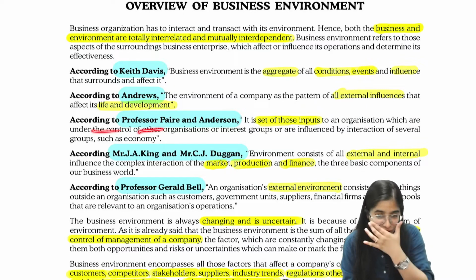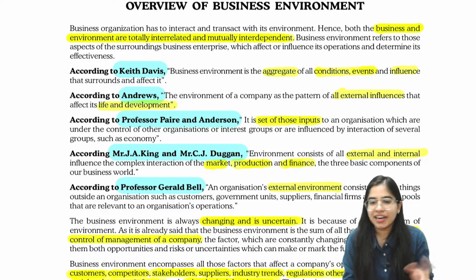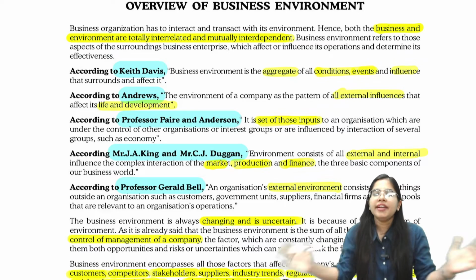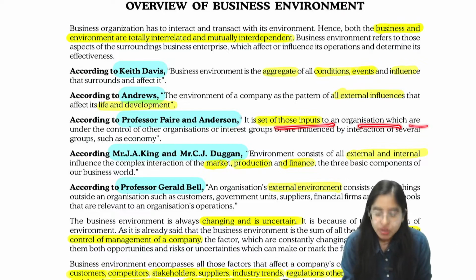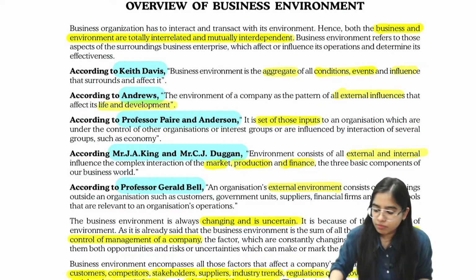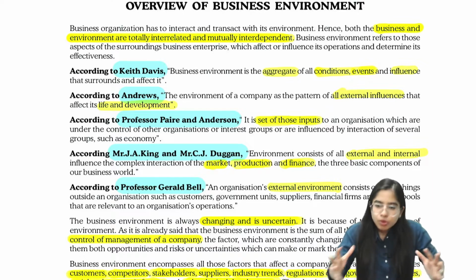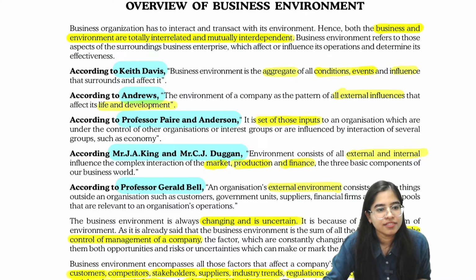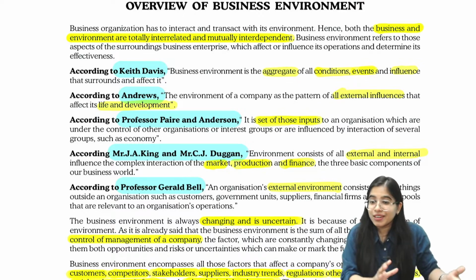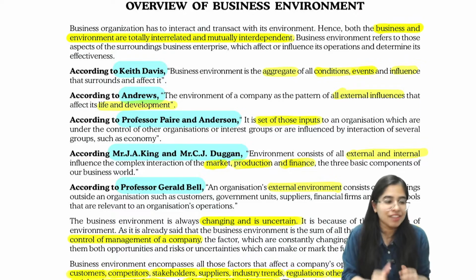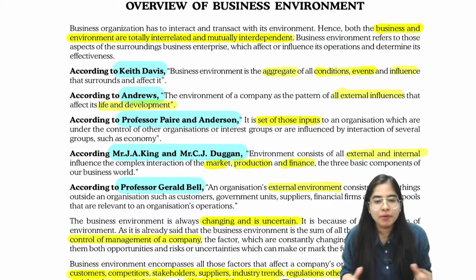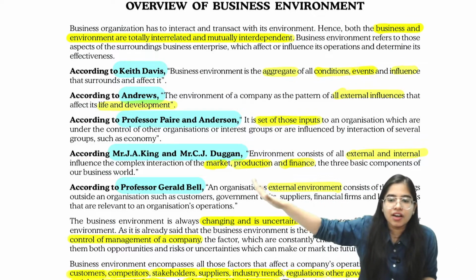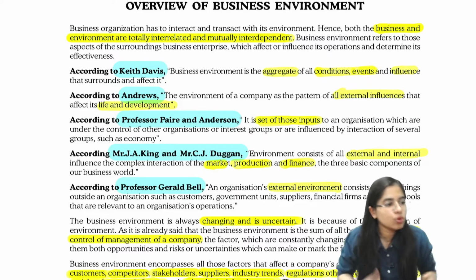Okay. According to Professor Pear and Anderson, who are two people, it is the set of inputs to an organization which are under the control of other organizations. Tell me, is business environment in my control? Let's say Uday wanted to open a liquor shop, so I'm taking his example. Let's say Uday has a liquor shop in Karnataka. The Karnataka government banned liquor.